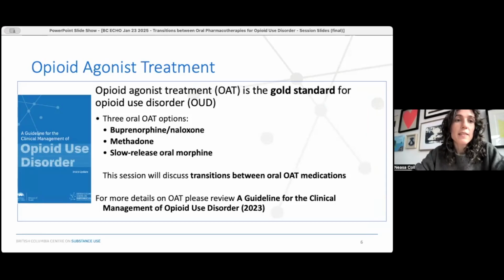This session today is discussing transitions between these oral OAT medications, so we won't be talking about some of the other types of OAT that we do know about in BC. And a reminder that details on this transition as well as prescribing can be found in a guideline for the clinical management of OUD, which was updated in late 2023.